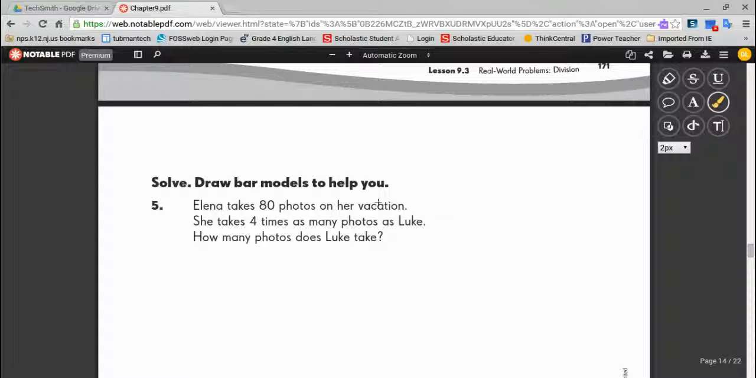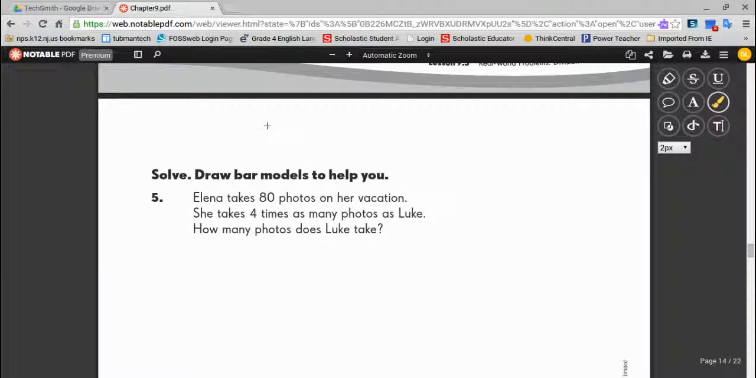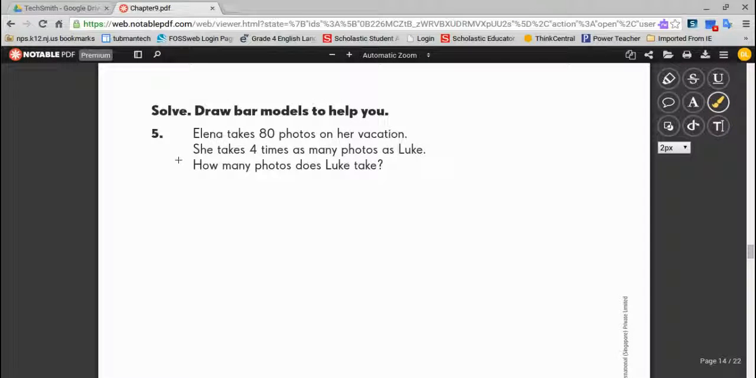This is page 172. Solve, draw bar model to help you. Number 5. Alright, so Elena takes 80 photos on her vacation. She takes 4 times as many photos as Luke. How many photos does Luke take?